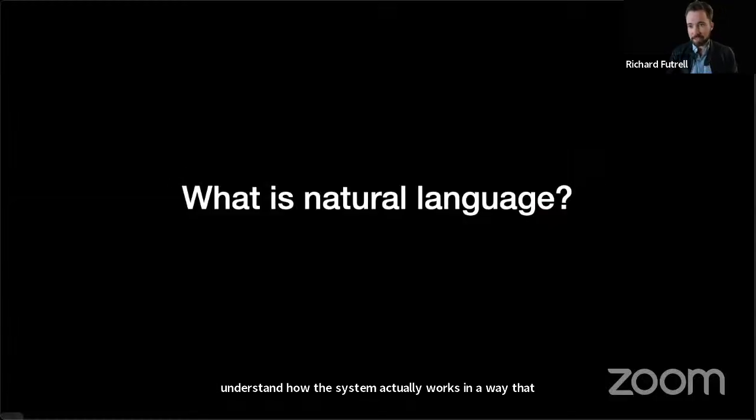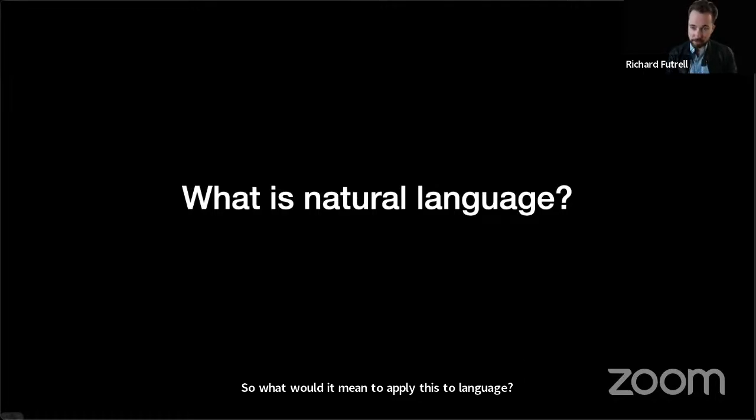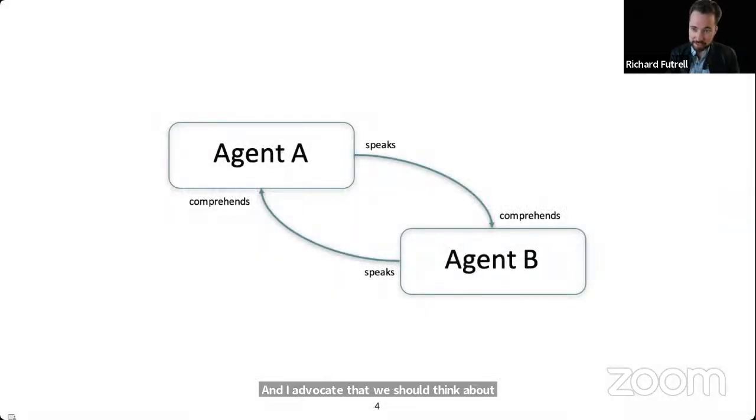So what would it mean to apply this to language? We have to now ask the question, what is natural language from this functional point of view? And I advocate that we should think about language as a sort of communication system that enables a kind of communication that looks like this. Can you see my mouse?